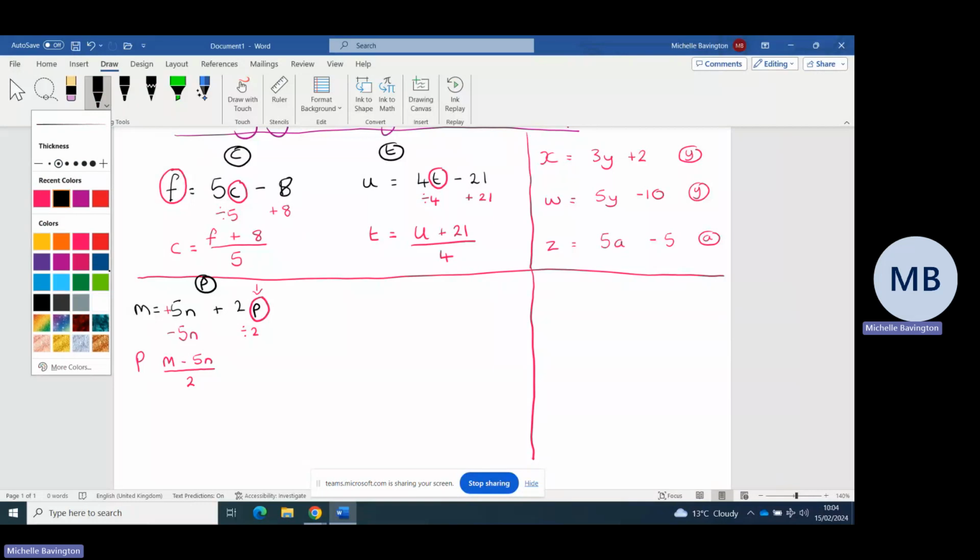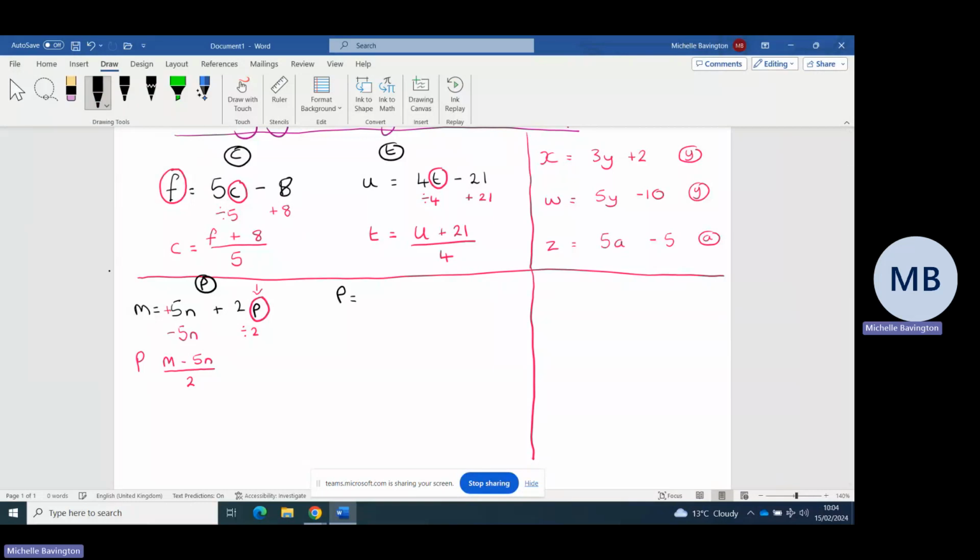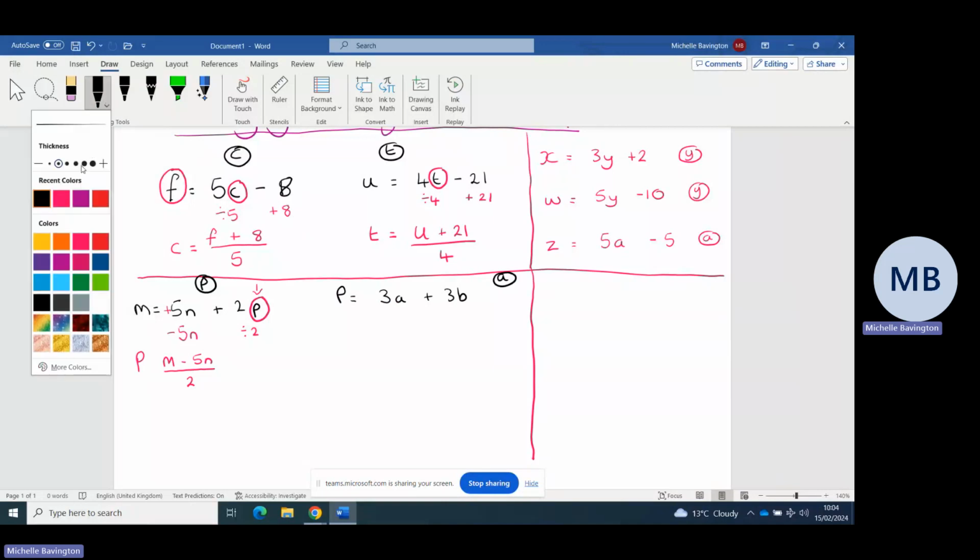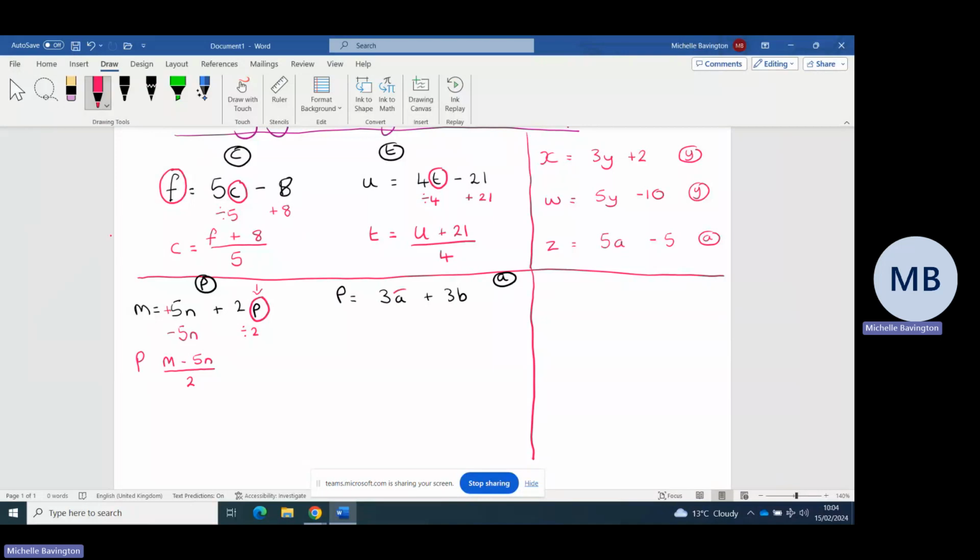So we could have P equals 3A plus 3B. And the exam asks us to make A the subject. So I'll get my pen and I'll circle A. So that's a times at the minute, getting rid of that A. So divide by 3.